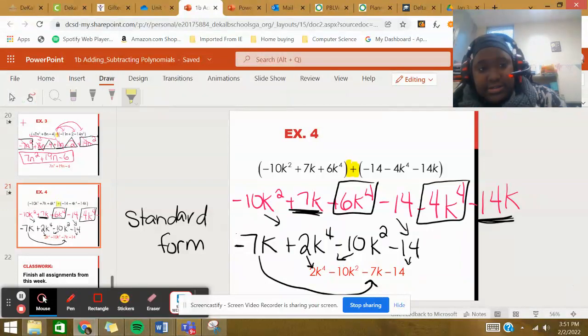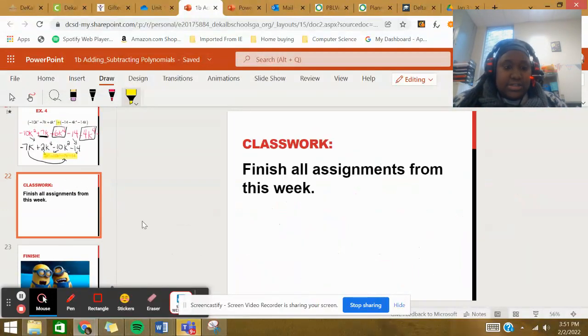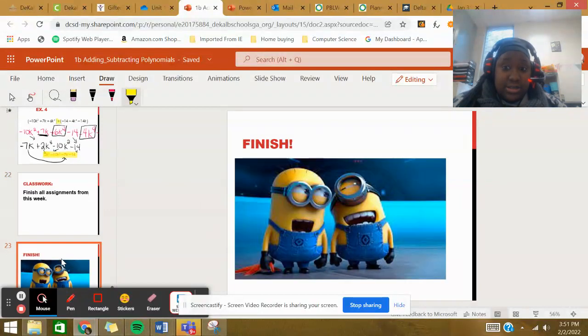It will freeze at the end. This will be your final answer, guys, for example 4. If you have any additional questions for adding and subtracting polynomials, please let me know. Let's look at what the classwork is. The classwork for this day will be to just finish all the assignments from this week. I'm not giving out any new work, guys. So once you are done, then you are done, and you'll be completely finished.